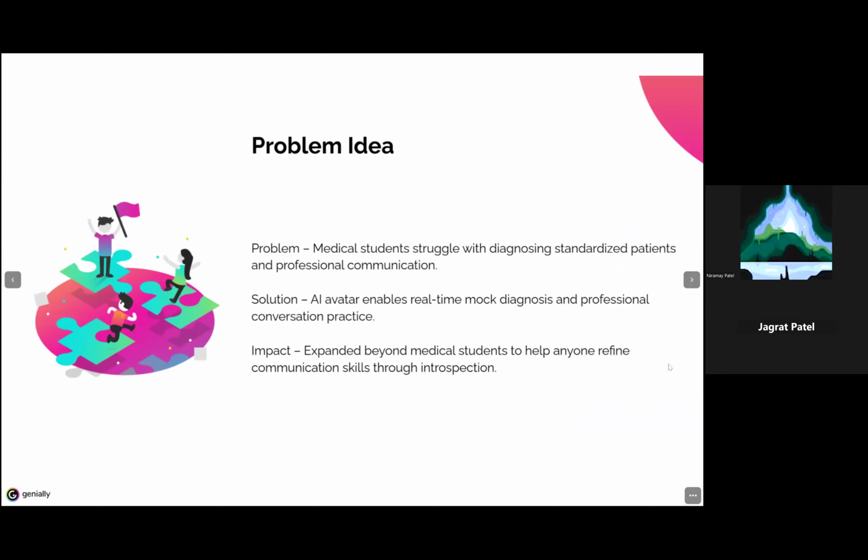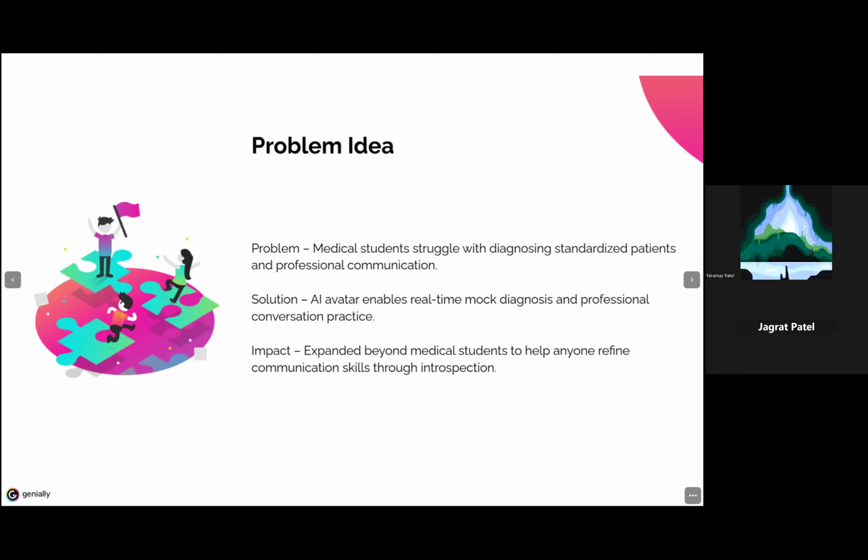Initially, our idea was focused on medical students regarding the difficulties they were facing in diagnosing standardized patients. The initial idea presented a solution to take a mock diagnosis session using real-time and face-to-face conversation with AI avatars. While developing the solution, we realized this could be helpful to anyone who is struggling to have a professional conversation. Hence, we developed Introspect AI.